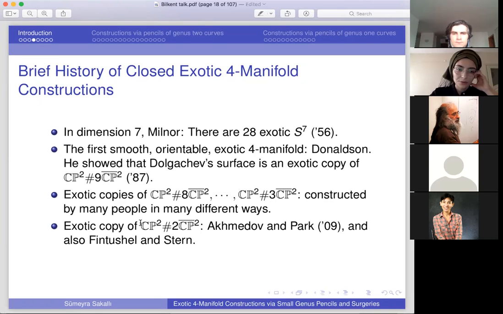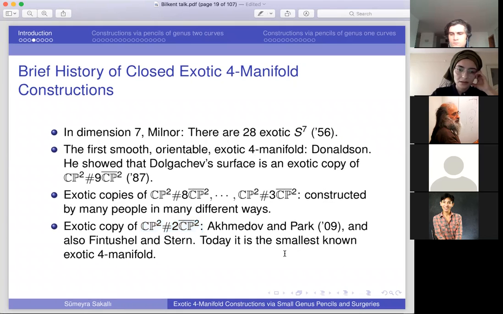The exotic copy of complex projective plane blown up at 2 points. So these are due to Akhmedov and Park, and then also Fintushel and Stern. And today, these are the smallest known exotic four manifolds. Again, small means Euler characteristic is small. And we don't know whether we can do even smaller than those.